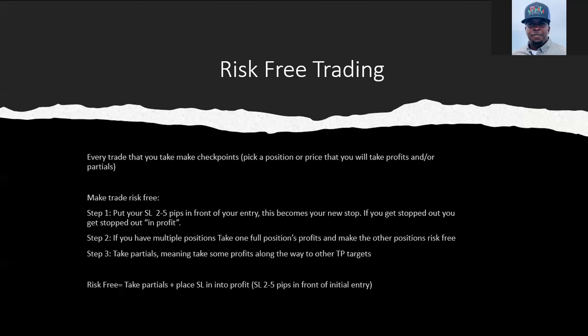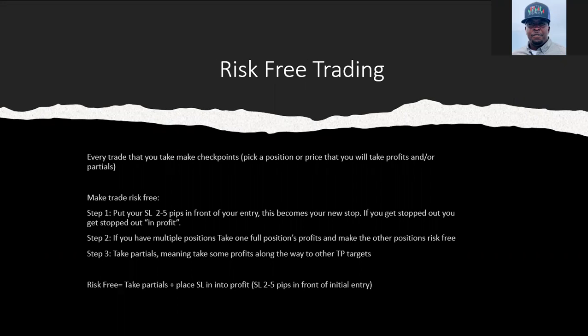Why? Because the market can pull back and hit your stop loss. So why hit your stop loss when you just hit TP1 and you got 2 more positions or 3 more positions that is equal to the same risk to reward that TP1 was at? So why win and then lose 3 times or lose 2 times? So make it risk free. So how do we do risk free?